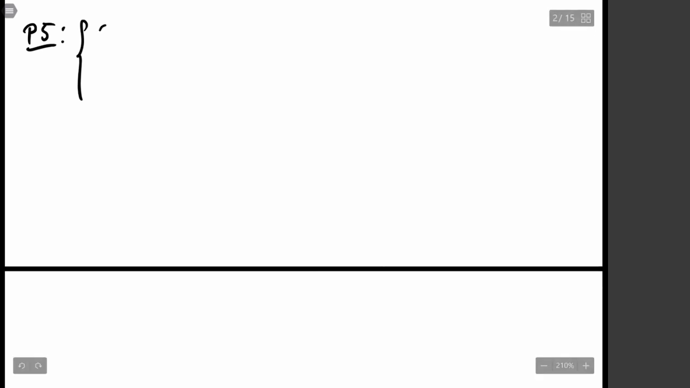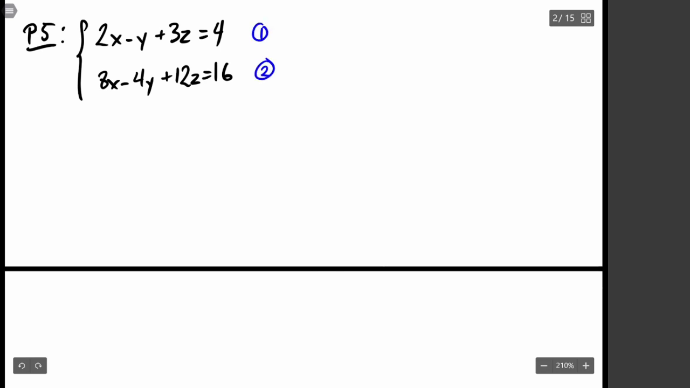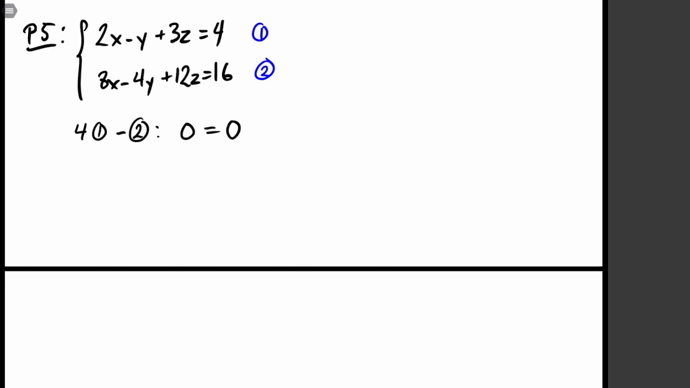Right, so that system of equations is 2x minus y plus 3z equals 4, and 8x minus 4y plus 12z equals 16. All right, so I'll spare the work. I'll let you check this out. But if we did 4 times equation 1 minus equation 2, we're going to get 0 equals 0. I'll let you verify that on your own.